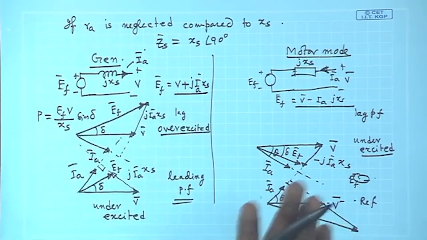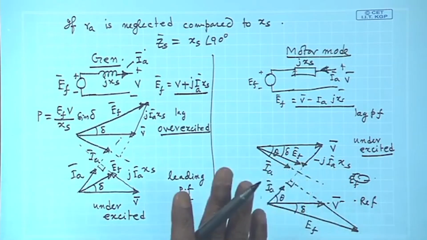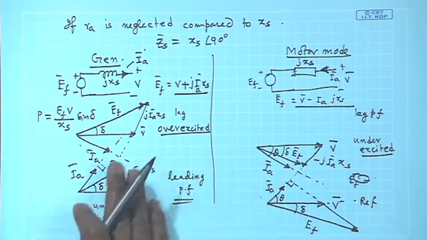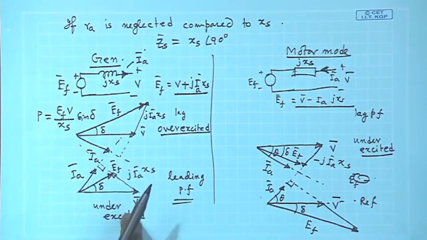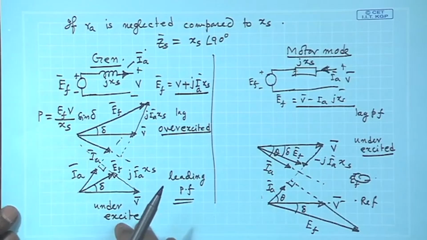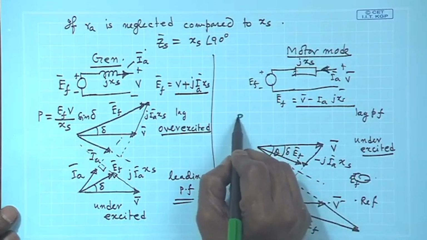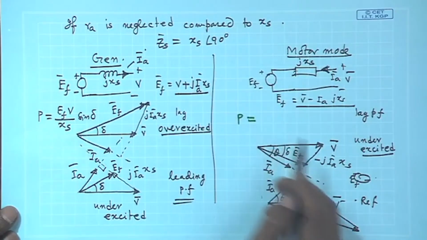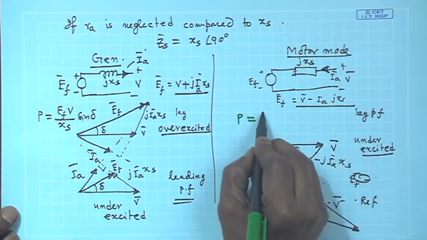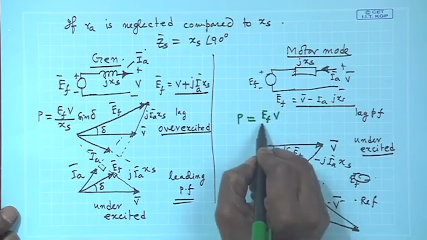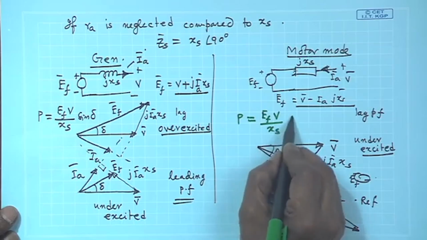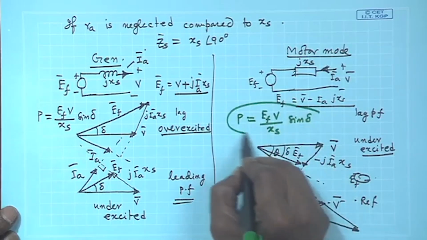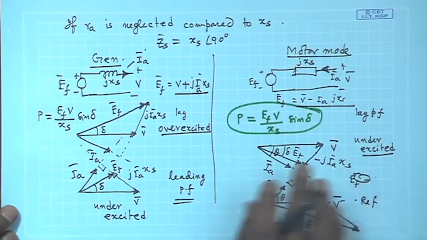But we now have a fair idea. Once again I am telling, in case of a generator, EF will always be above V, no matter whether it is lagging or leading power factor. What will change is either over excitation or under excitation. Similarly for motor mode. And the expression of power, with the condition that RA is neglected, is very easy to remember: product of excitation voltage and V divided by the reactance and sin delta, that is all. Okay. So, we have done this.